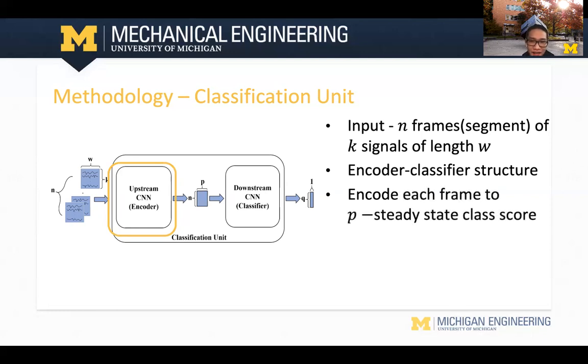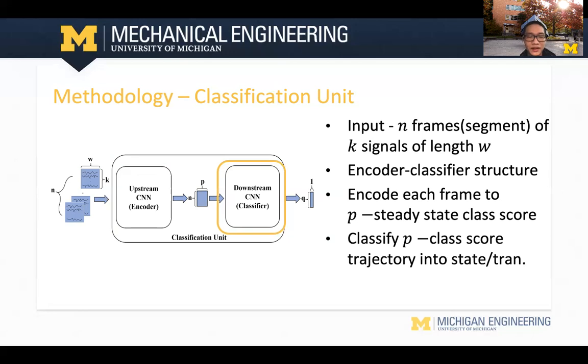Now let's move on to the classifier. The classifier would then classify the output from the upstream CNN, the encoder. The downstream CNN, the classifier, would classify the intermediate representation, which is the P steady state class scores, into a label, which is either a steady state or the transition that is happening at the moment.